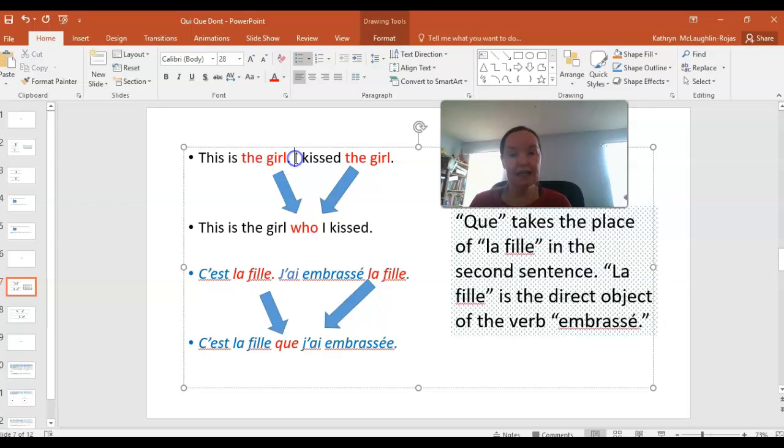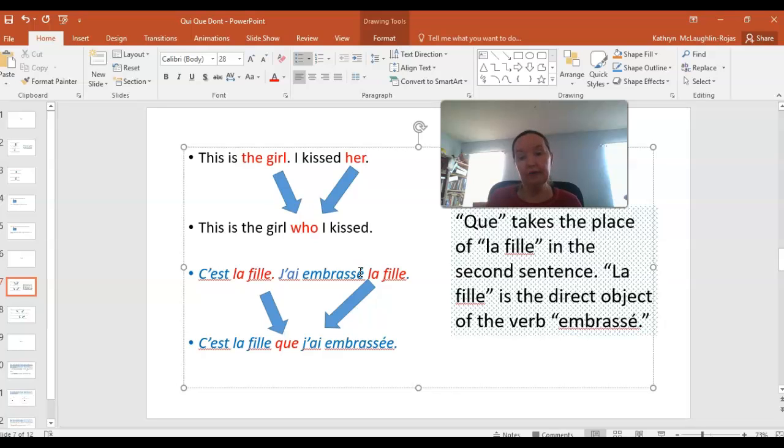I kissed the girl. So now in this case, again, I don't want to repeat myself. I don't want to say girl a bunch of times. I could replace this with her, but that's probably still a little repetitive, and the sentences are a little short and choppy. So I could combine these and say, this is the girl who I kissed.